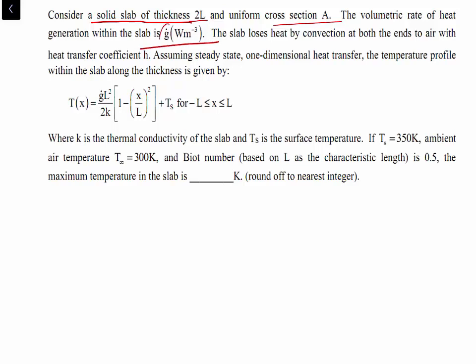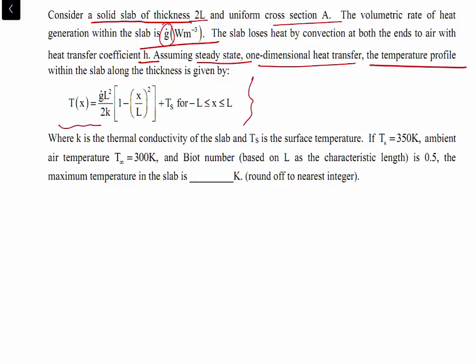So it is denoted by G. Okay, so don't confuse with that. They have given the notation. The slab loses heat by convection at both the ends to air with heat transfer coefficient h given. Assuming steady state, which is a very important assumption, one-dimensional heat transfer, the temperature profile is given.